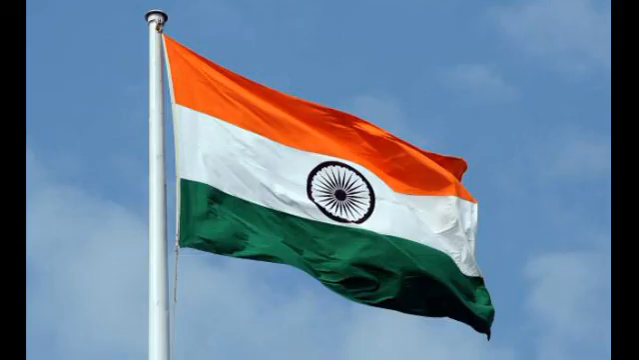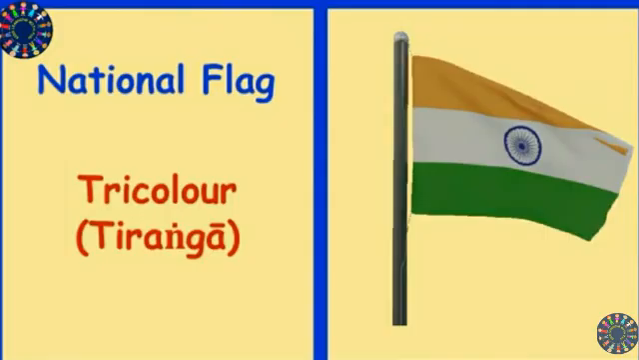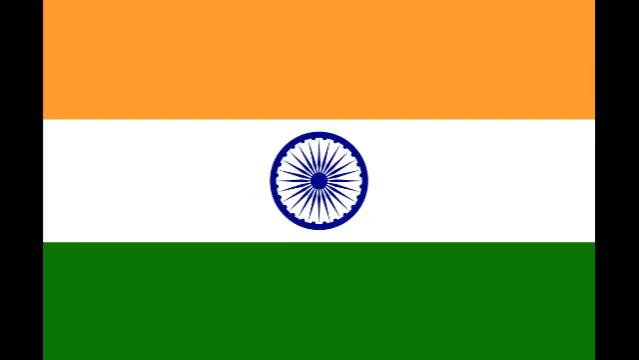Scholars, see the picture here. This is the flag of our country. It is the symbol of free India. Tiranga is our national flag. It is also known as tricolor because it has three colors: saffron, white, and green. Scholars, it also has an Ashok Chakra in the center in blue color.